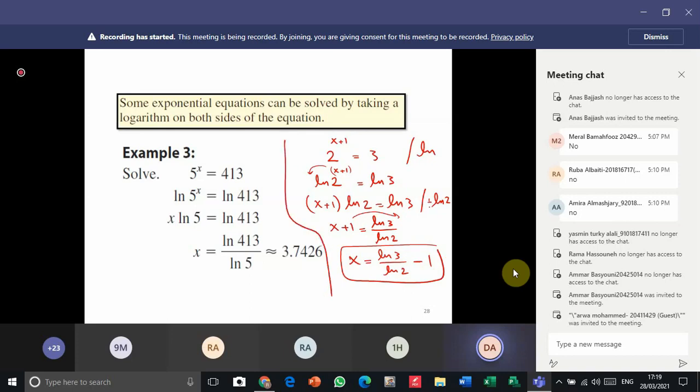This is another example, okay? Here take the ln for both sides. So we have ln 5 to the power x, ln 13. Put the x outside, divide by ln 5. So we have this one. This is the value of x. Any question?